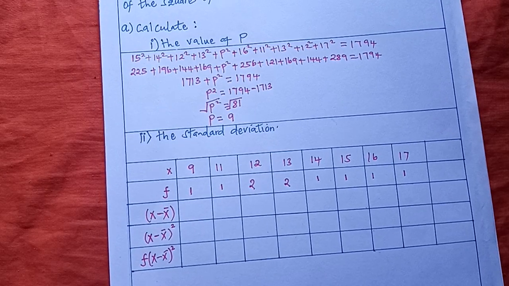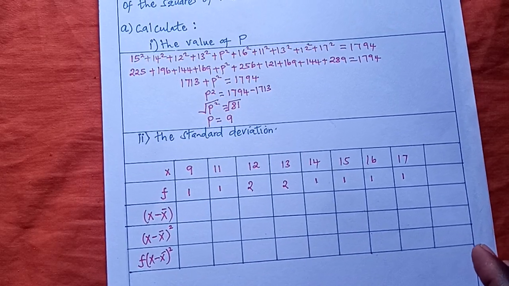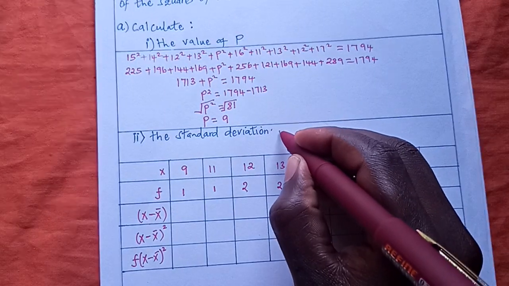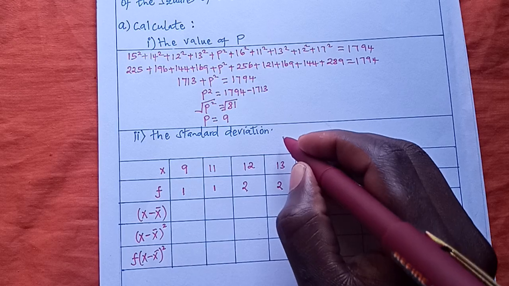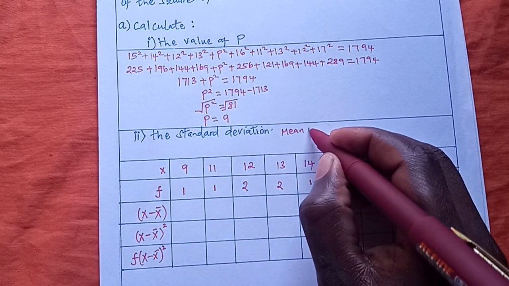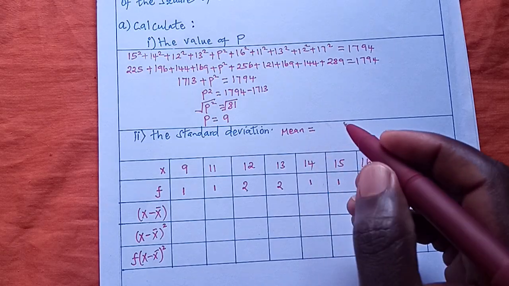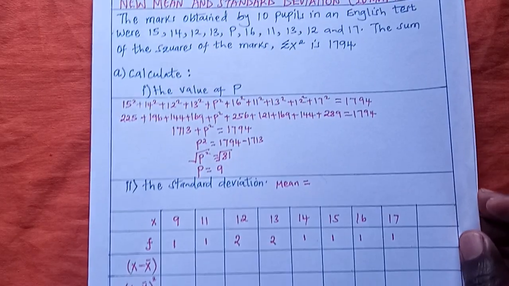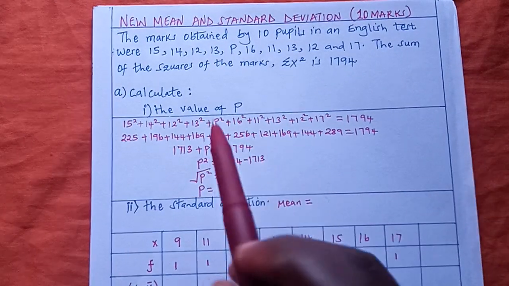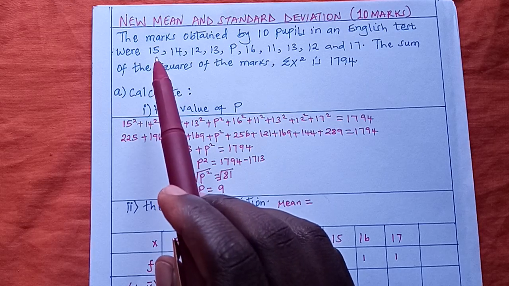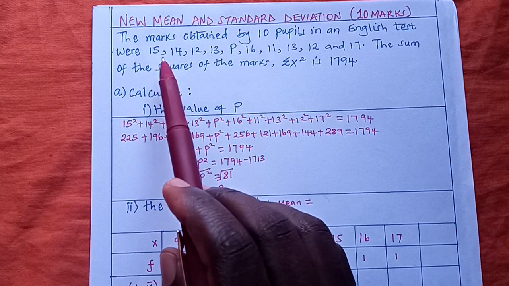Now the next thing that we need to do is to work out the mean. Let us find the mean. How do we find this mean? The mean is going to be the total marks that we have here without squaring. This time round we are not going to square, we are just going to add the individual marks.